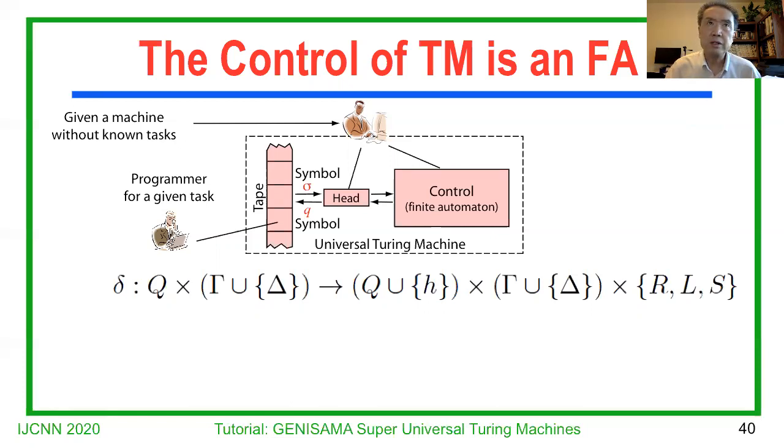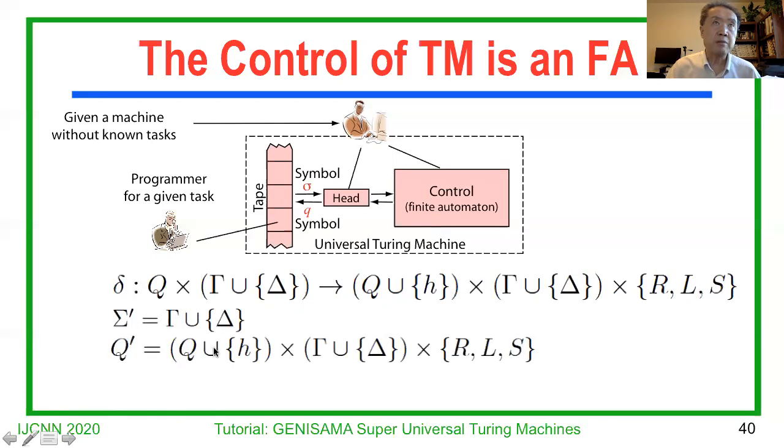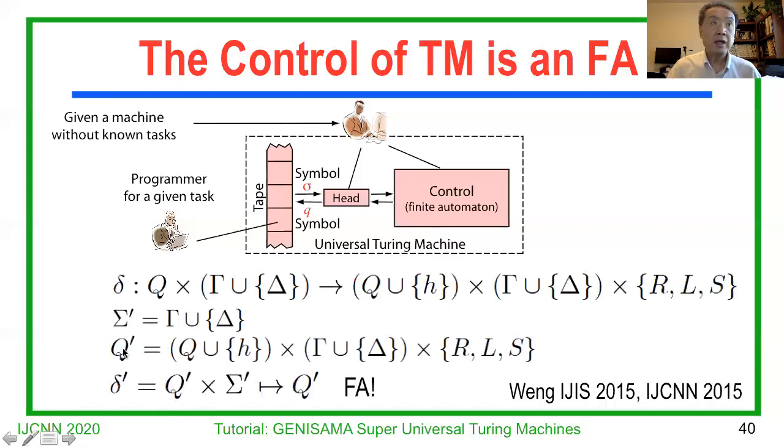You really need to redesign. So we designed it so that sigma becomes larger, including the tape symbol, so sigma prime. Then the state becomes much larger. The state includes not just the state itself, but also the tape symbol and the head motion. All together they become Q prime. Then you can write the transition function as Q prime with sigma prime to Q prime. That's a formulation of an FA.